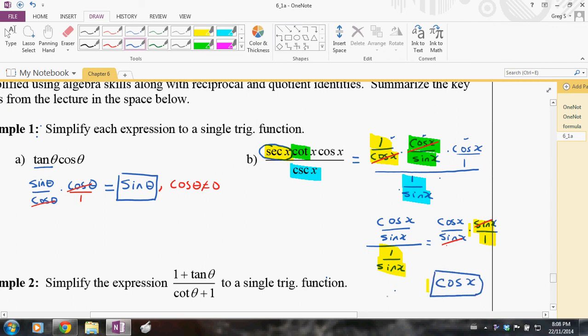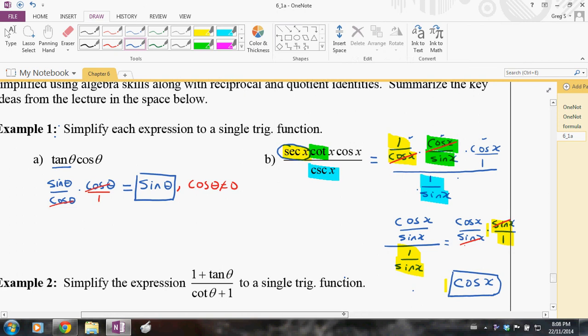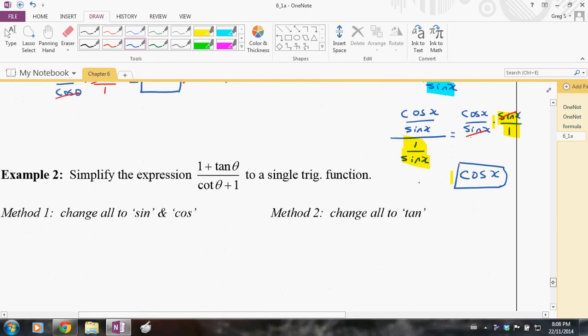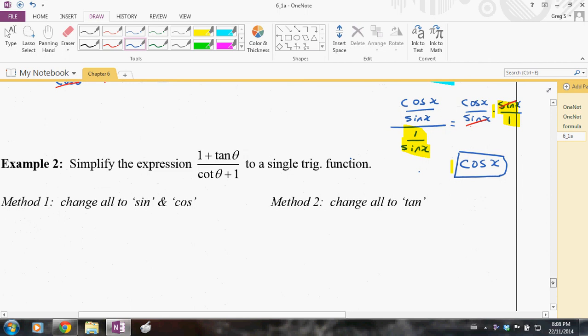Alright, did it. Let's go take a look at example number 2. In example number 2, I have 1 plus the tan of theta all over the cotan of theta plus 1, and I'm going to simplify that to a single trig function, and it looks like I in fact have 3 different methods here.